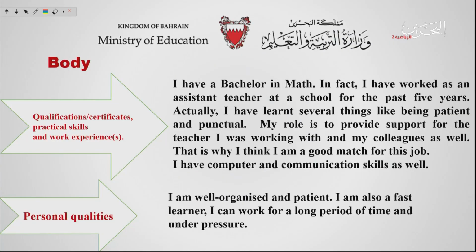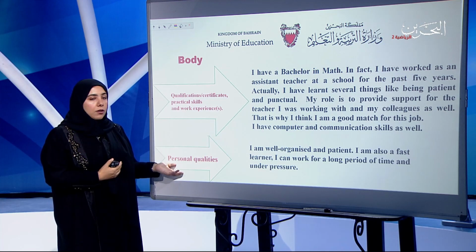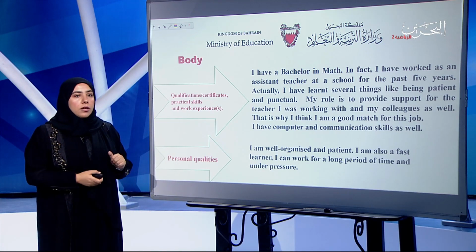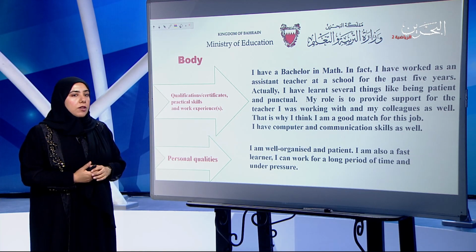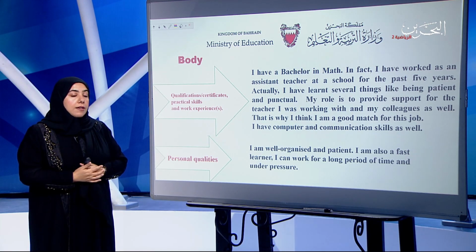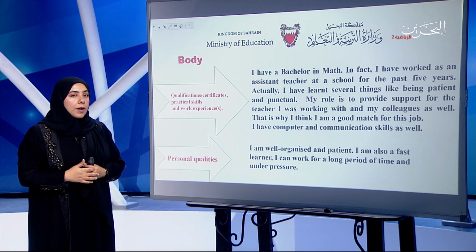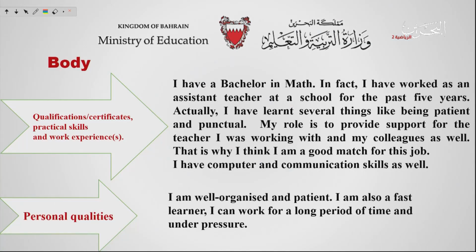Regarding the body, you have 2 parts. Part number 1: certificates, qualifications, practical skills, and work experiences. Part 2: personal qualities. In part 1, you can start with, for example, I have a bachelor in math. In fact, I have worked as an assistant teacher at a school for the past 5 years. Actually, I have learned several things like being patient and punctual. My role is to provide support for the teacher I was working with and my colleagues as well. That is why I think I'm a good match for this job. I have computer and communication skills as well.